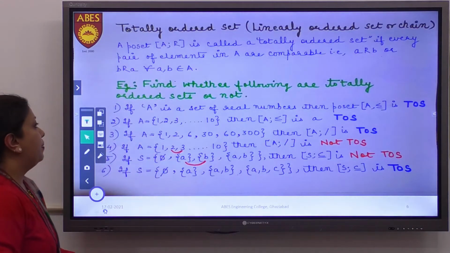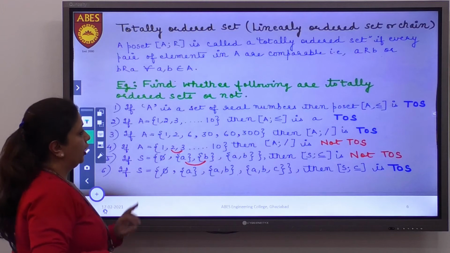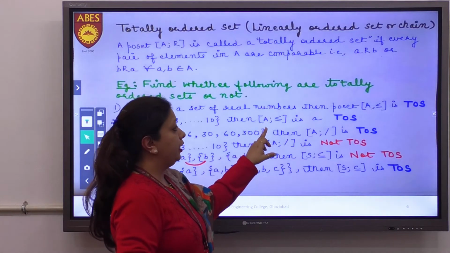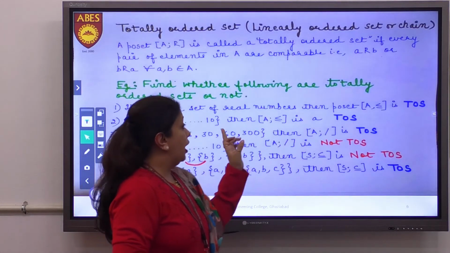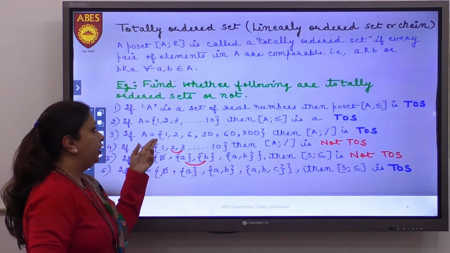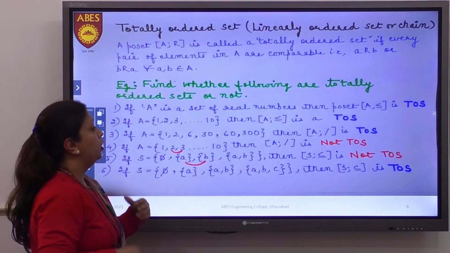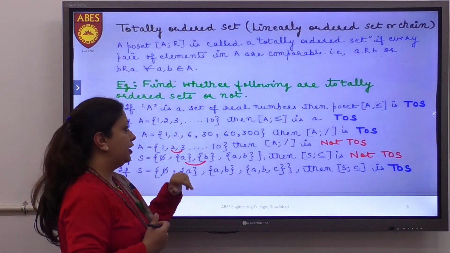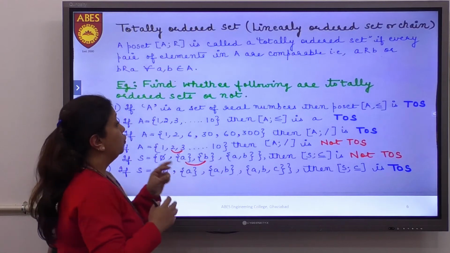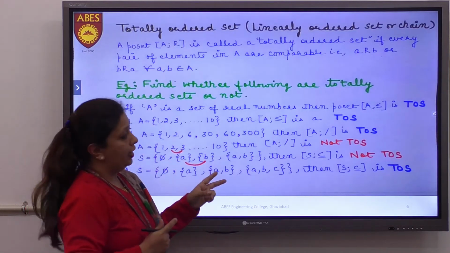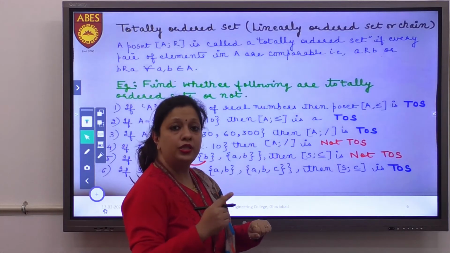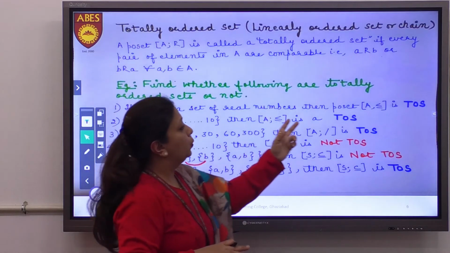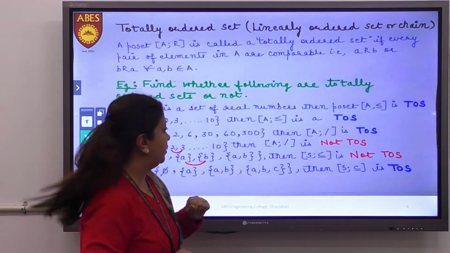Now coming to the second example. The second example is a set A which contains the elements 1, 2, 3 up to 10, and the relation is defined as less than or equal to. This is again a totally ordered set, because if I take any two numbers, suppose I take 1 and 3, 1 is less than 3. If I take 10 and 1, 1 is less than or equal to 10. So for any two numbers, I can use the relation less than or equal to. Every two numbers will have an entry in the relation, so it is again a totally ordered set.